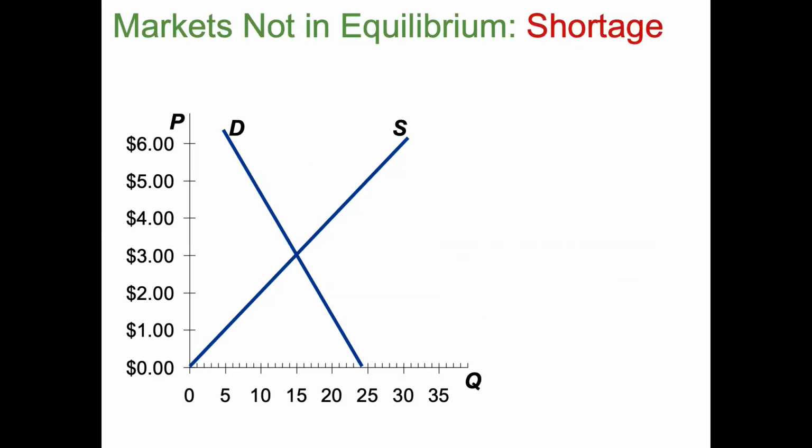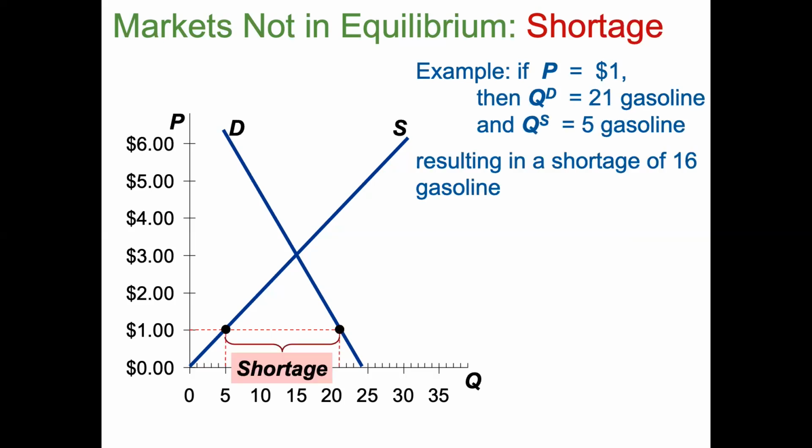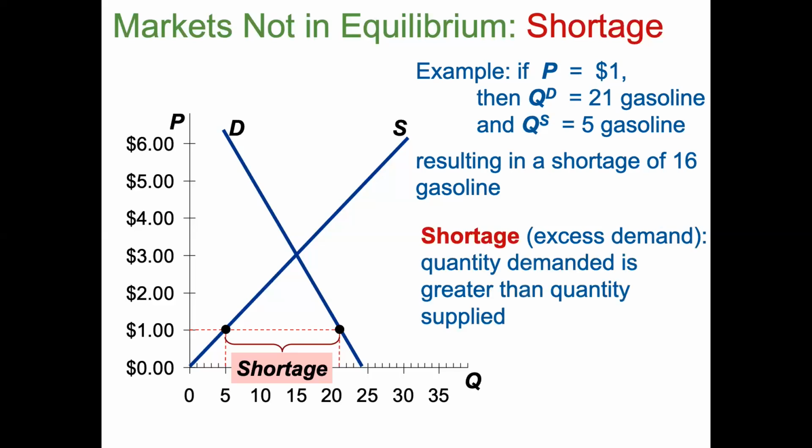Suppose the market price is below the equilibrium. Say the price is $1. Then quantity demanded is 21 gasoline and quantity supplied is 5, resulting in a shortage of 16 gasoline. This shortage is also known as excess demand, where quantity demanded is greater than quantity supplied.